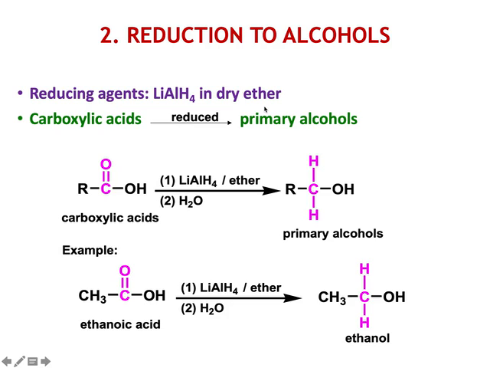Next reaction is reduction to form alcohol. We use a reducing agent such as lithium aluminum hydride. This is the general equation for reduction to alcohol. Carboxylic acid reacts under this condition to form primary alcohol. The condition must use lithium aluminum hydride, in the presence of the solvent ether and also a source of proton, to give the primary alcohol.